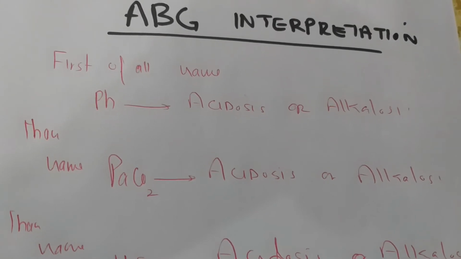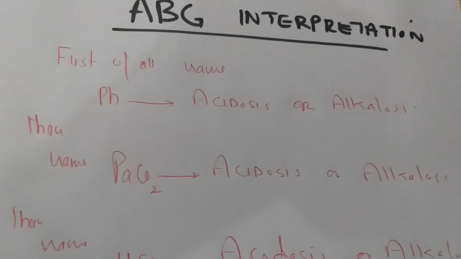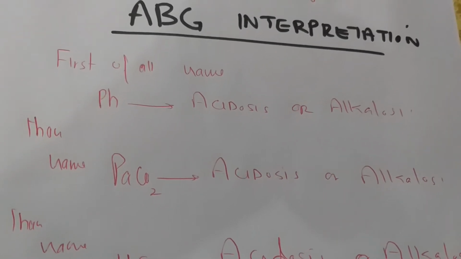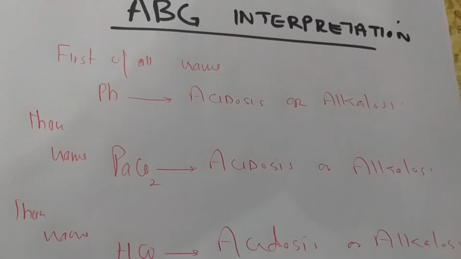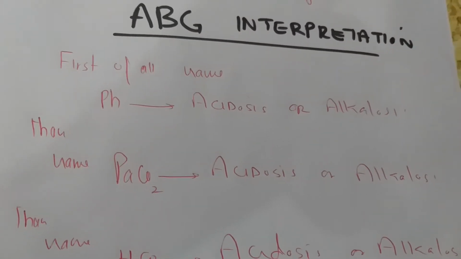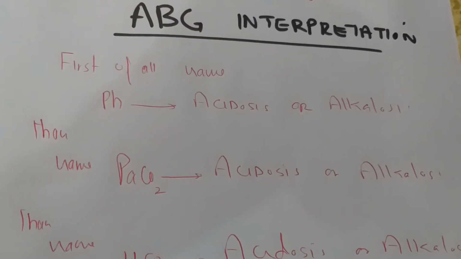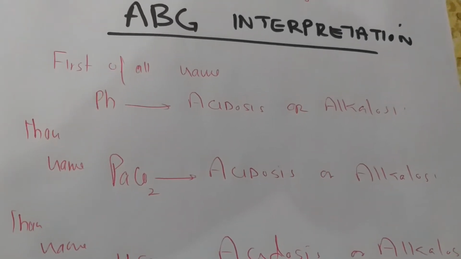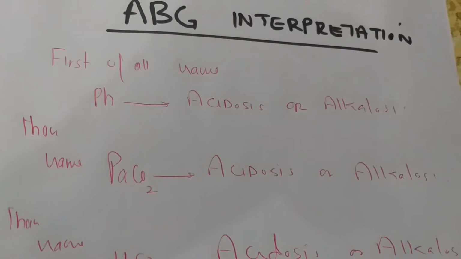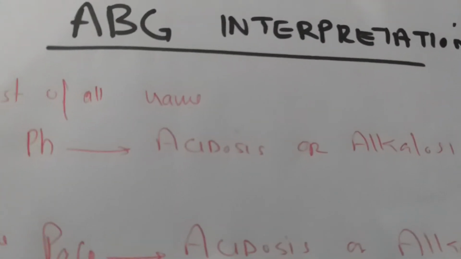So let me explain it a little bit more. The pH of the ABGs would tell you whether this is acidosis or alkalosis. So whenever you are having a look at anybody's ABG, first of all look at the name the pH is giving you. If it is less than 7.35, it would be acidosis. If it is more than 7.45, it would be alkalosis.